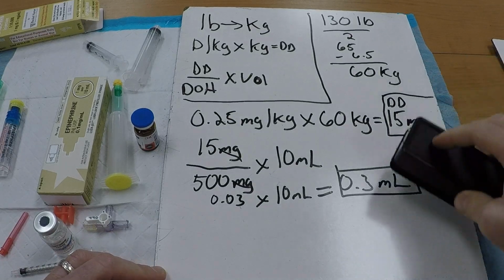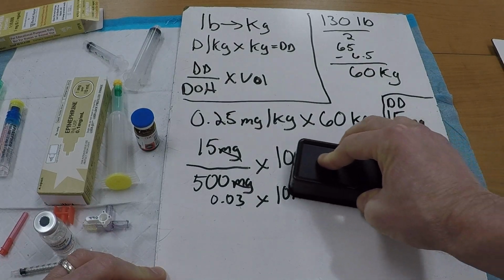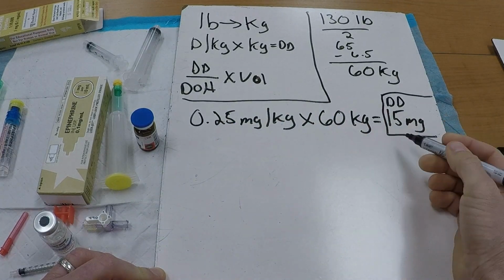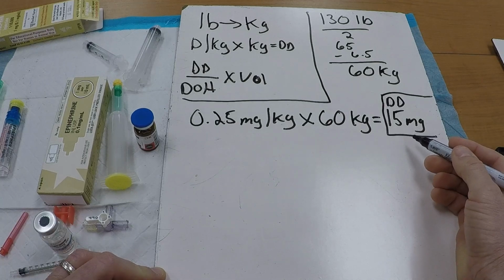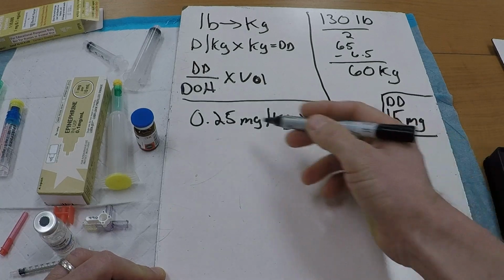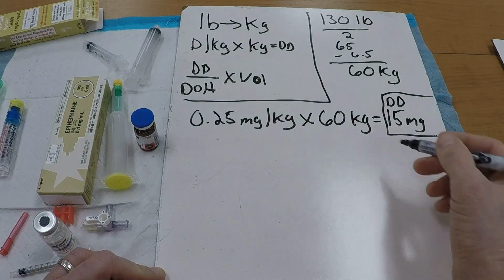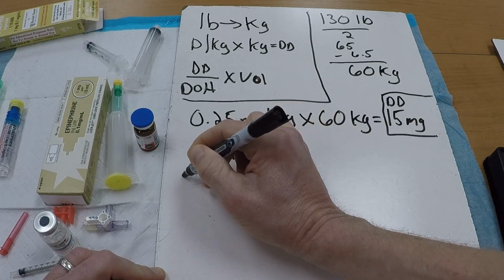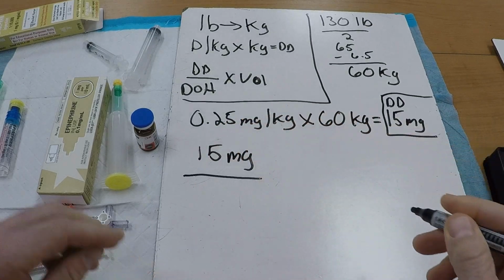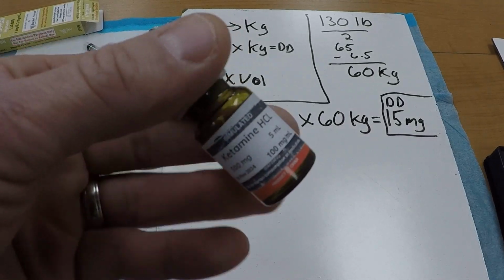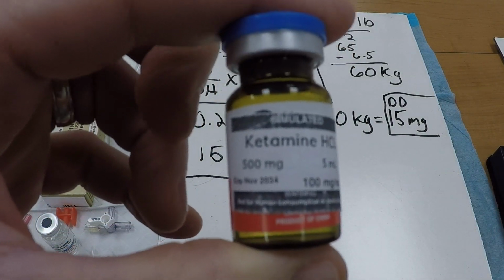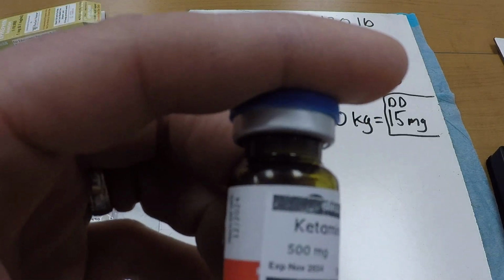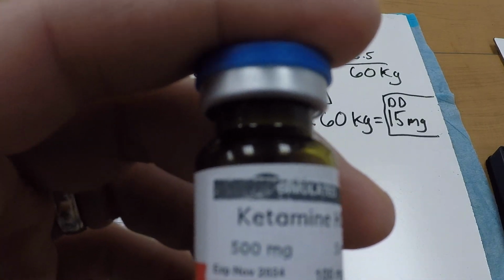So go back. It's the next day. We're going to give the same size patient our 15 milligram dose. This is all the same. So our desired dose, 15 milligrams. Our dose on hand, we pull out another stock here and we get this volume of ketamine: 500 milligrams in 5 milliliters.